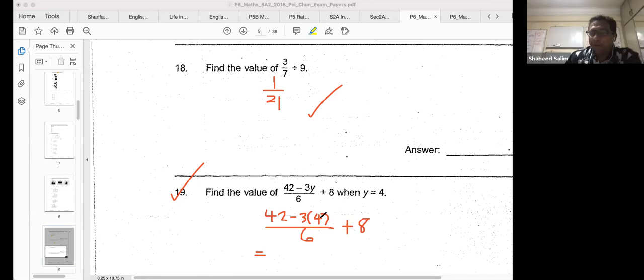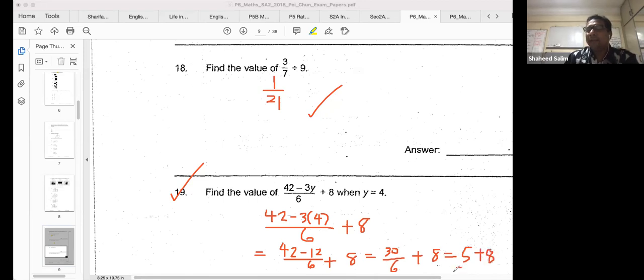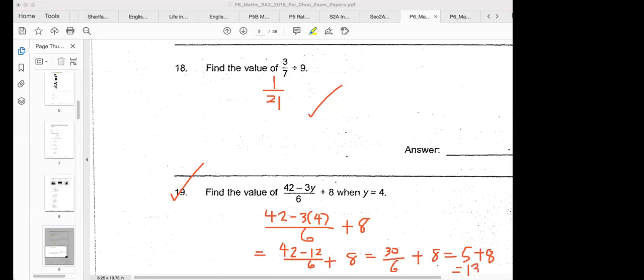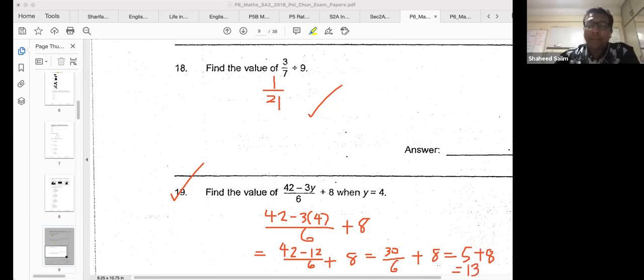3 times 4 is 12. So now you got 42 minus 12. You forgot to plus the 8. So now 42 minus 12, how much is it? 30. So 30 divided by 6. 30 divided by 6 is 5. So he said 5, but forgot to plus the 8. When you plus the 8, it becomes 13. Okay, we do a very last question.